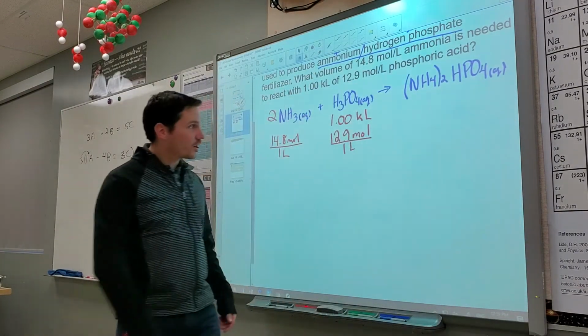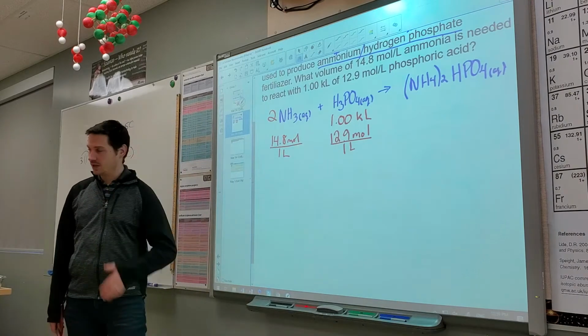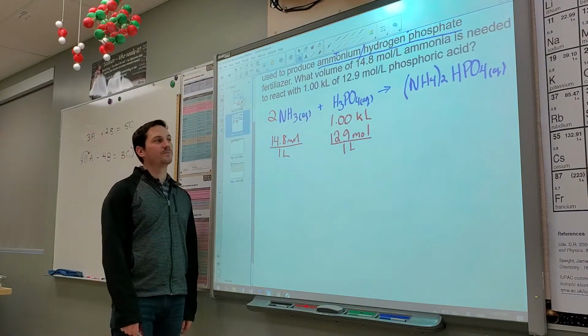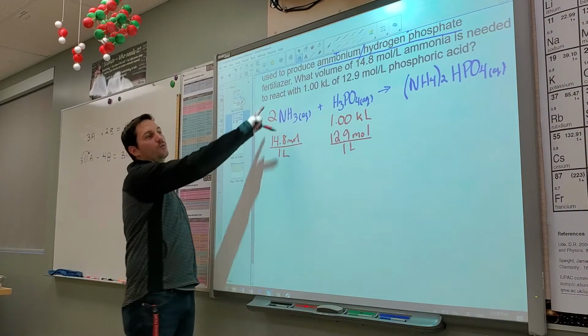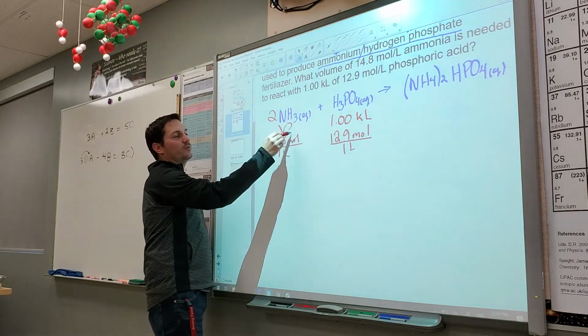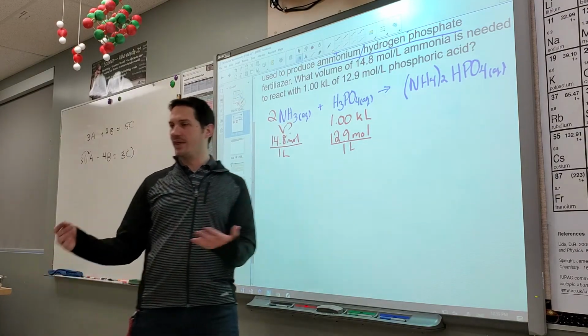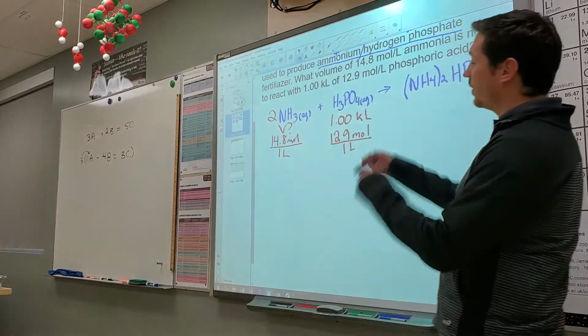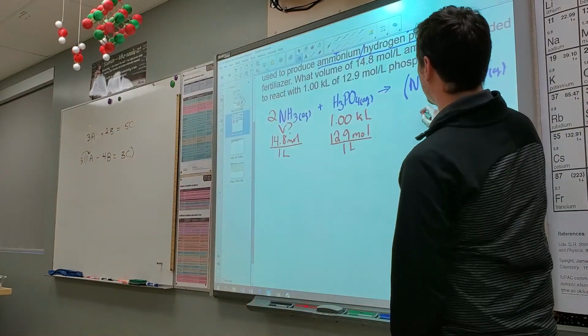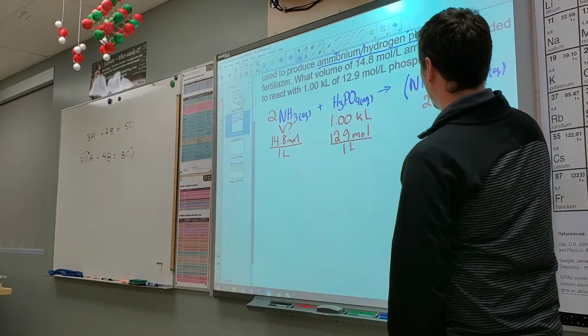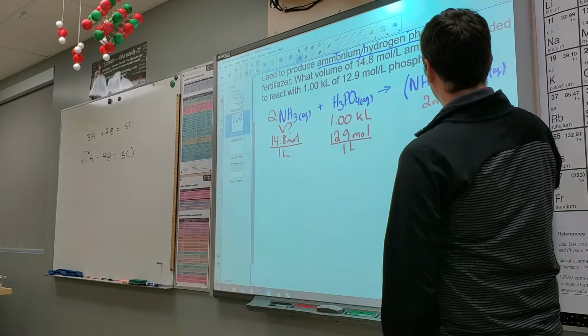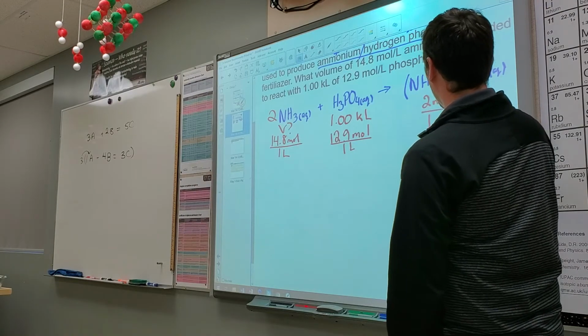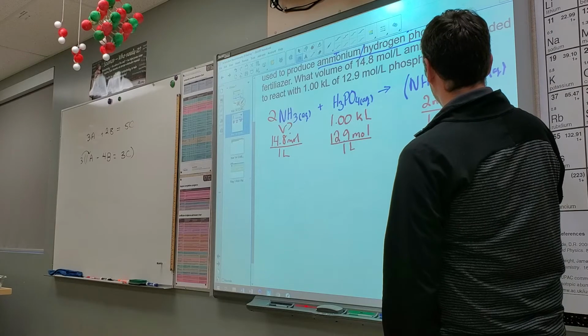I missed a crucial piece, though. I missed 2 things, technically. We're looking for the volume of this. That's important for us to know, that that's our unknown, and this is our given. What's the molar ratio? 2 moles of ammonia for every 1 mole of phosphoric acid.